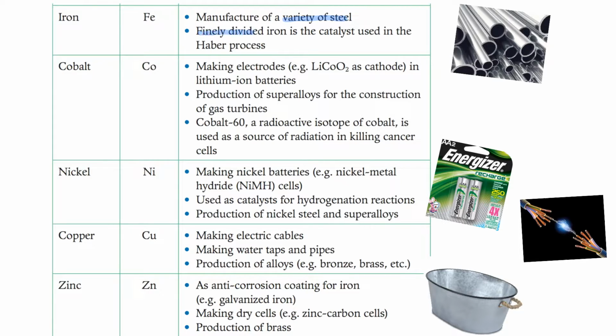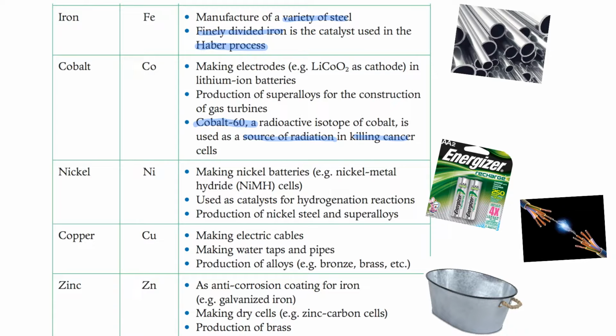And finely divided iron, we learned this one in Book 5 extensively, because we learned the Haber process at that time. Cobalt, we can use it in batteries, like lithium-ion batteries, but in detail we didn't learn about that one. Cobalt can also be used as a source of radiation to kill cancer cells, and we use it in super alloys, but I don't think you can memorize these things.